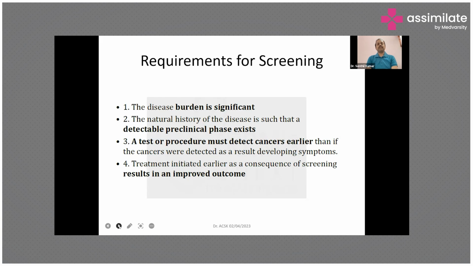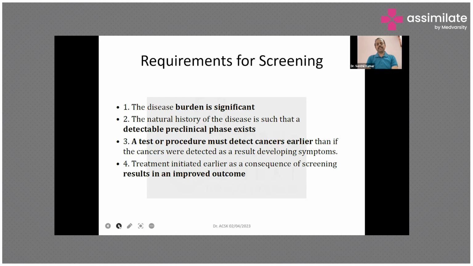For example, suppose we have a screening test that is a biopsy test. We cannot use biopsy as a screening test. Why? Because that will be a cancer detecting investigation and you will not be able to use it before the development of symptoms. So that is why you have to detect a cancer before the patient actually develops a symptom.